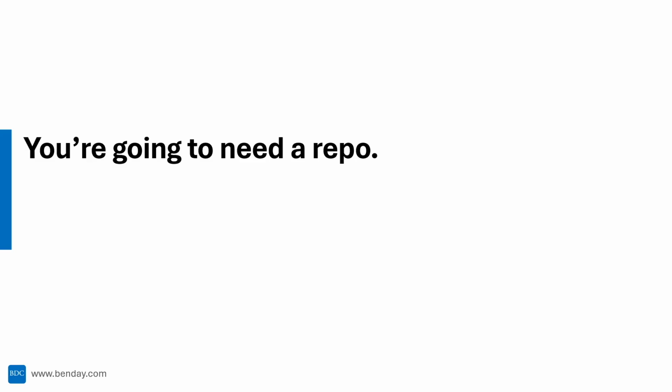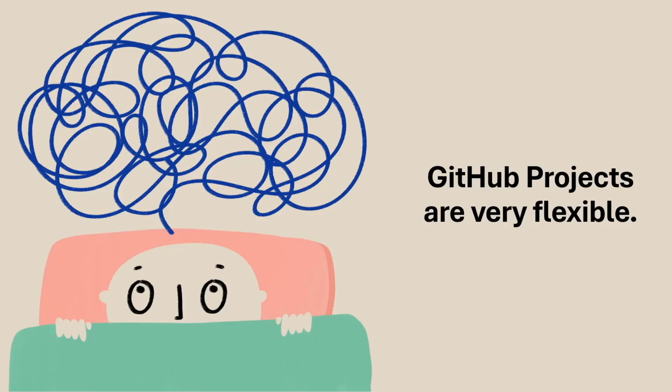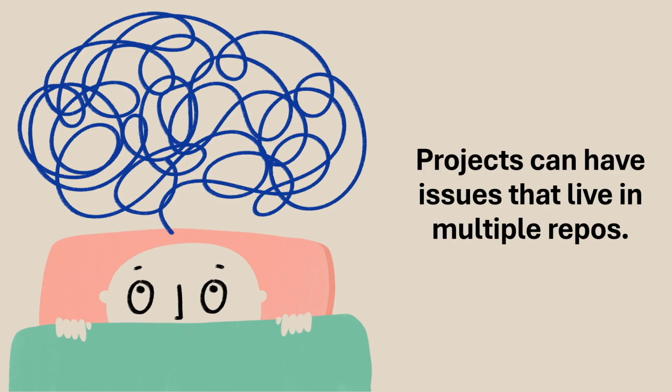The answer is that you're going to need a repo for your project issue stuff. So when you go to turn the draft issues in your projects into real issues, you're going to find that GitHub projects are very flexible. They try to let you work the way that you want to work. For example, they don't try to limit you to a one-to-one mapping between issues in a project and issues in a repo, which makes sense because if you're working on a big application, there's no guarantee that the work relates to the contents of just one Git repository.